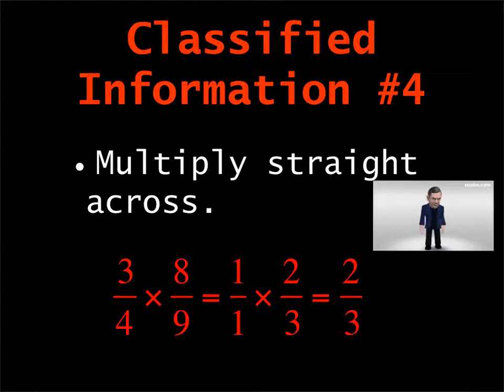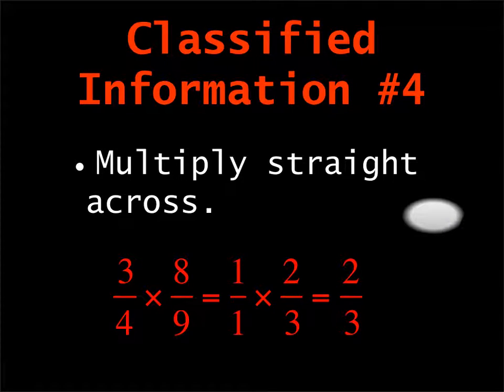Classified information number 4. Multiply straight across. Multiply numerator times numerator and denominator times denominator, after cross-simplifying, of course. So you can see that our original problem was 3/4 times 8/9. We had cross-simplified in classified information number 3, and we made it 1/1 times 2/3. Then we multiply straight across. 1 times 2 is 2, 1 times 3 is 3. It's as simple as that.